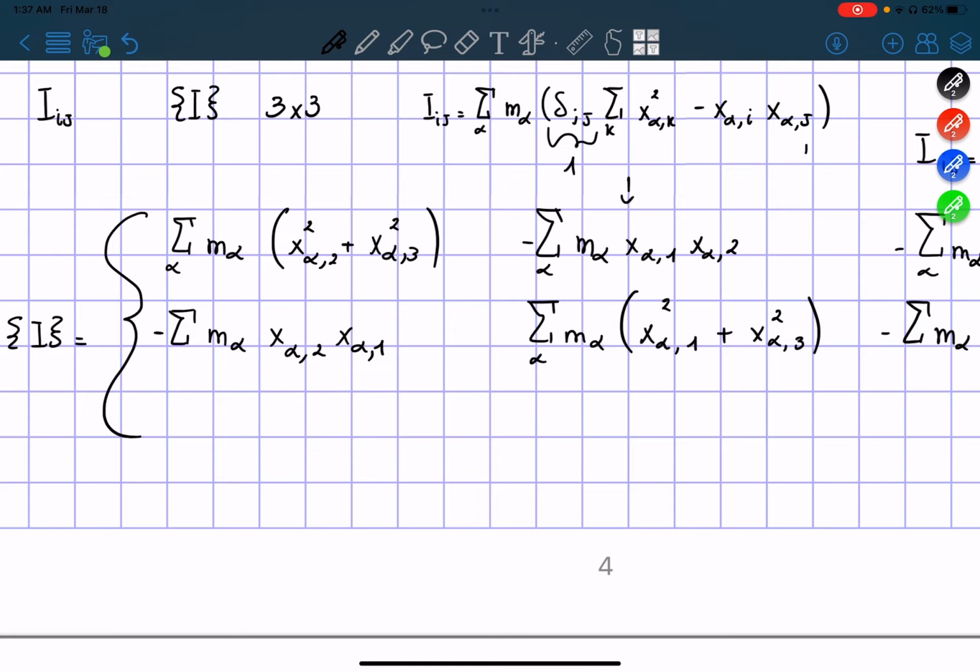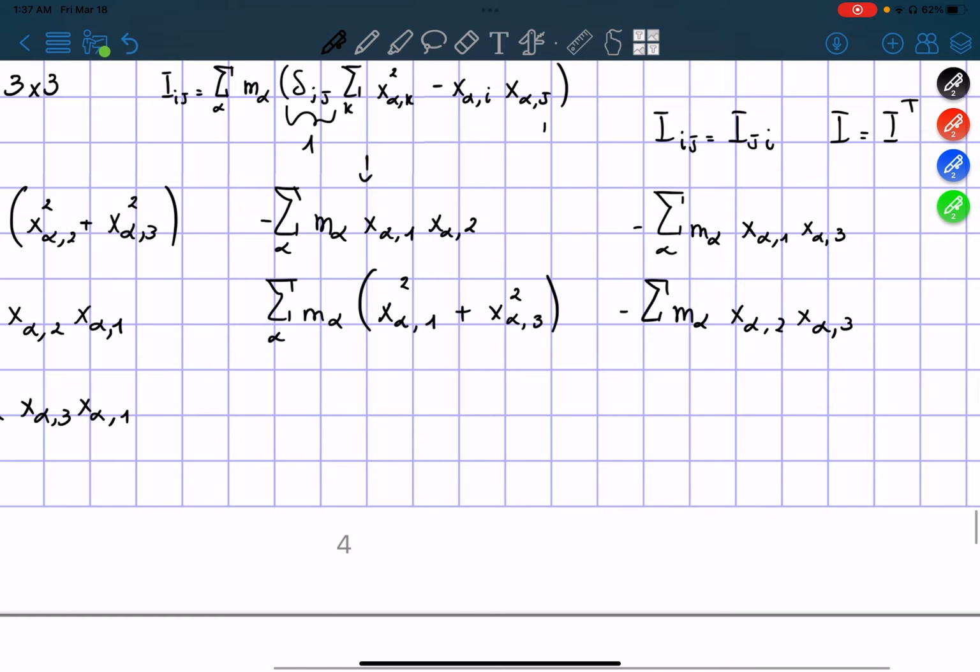Okay, then third row, first column, our i and j are going to be equal to 3 and 1. So our delta again is going to be equal to 0, so we're going to have a negative in front, summation of m alpha, x alpha 3 x alpha 1. Then again here, negative, because our i and j are going to be equal to 3 and 2. So our delta is going to be equal to 0. Summation of m alpha of x alpha 3 x alpha 2.